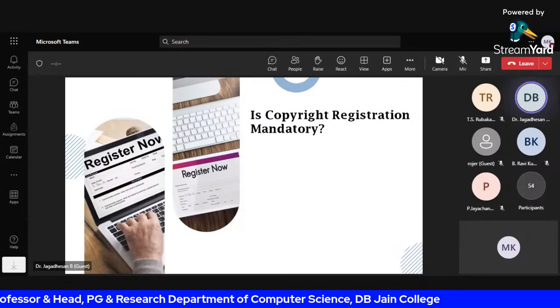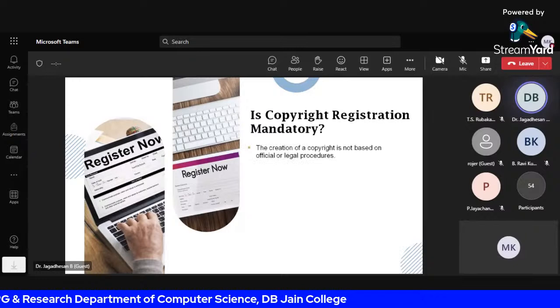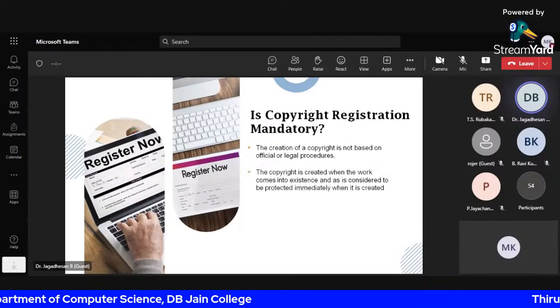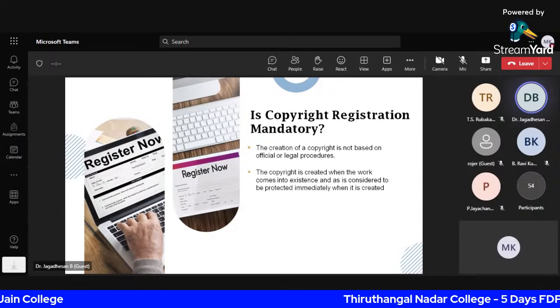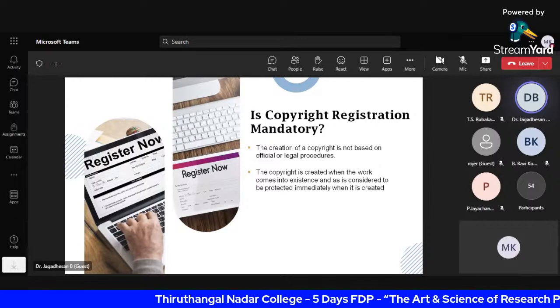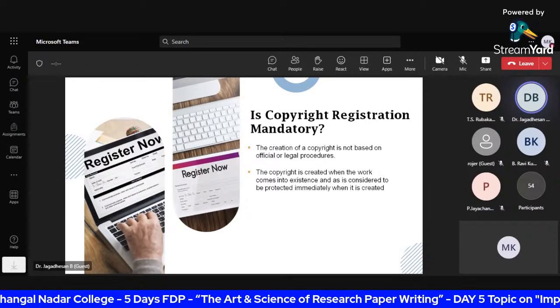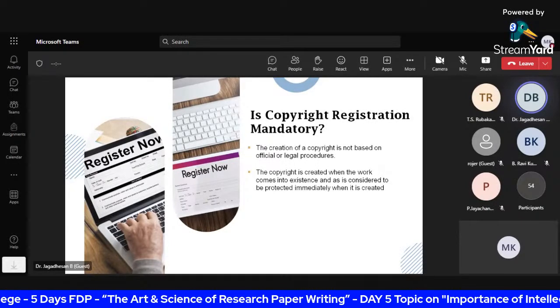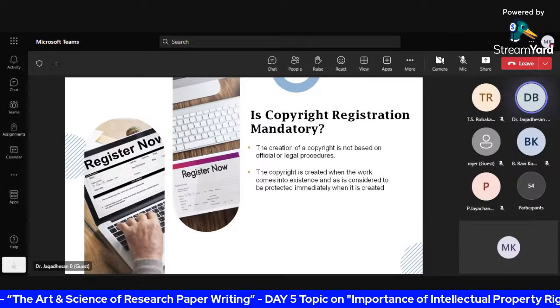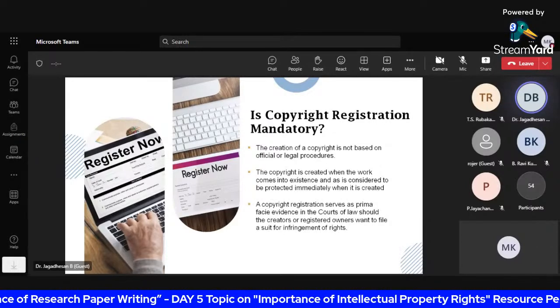Our question is: is copyright registration mandatory? Already I told what copyright means, how to protect it, how to prevent misuse, the purpose, the benefit, how you will get financial benefit, everything is okay. Our question is: is copyright registration mandatory? Meaning, the creation of copyright is not based on an official or legal procedure. It's only a legal procedure.